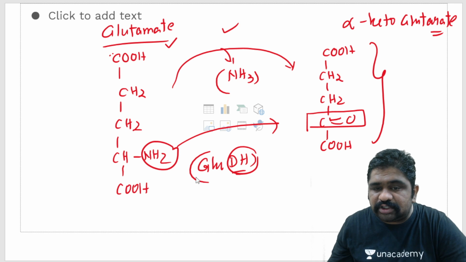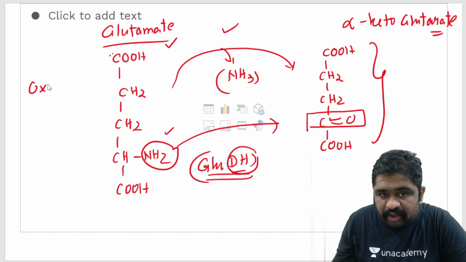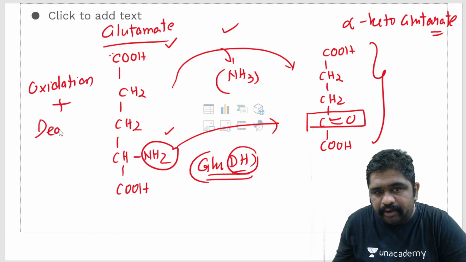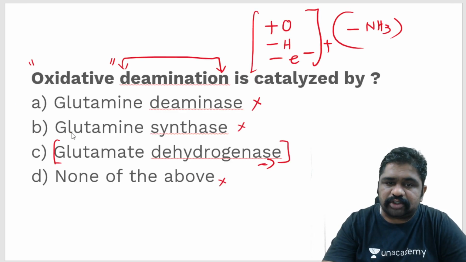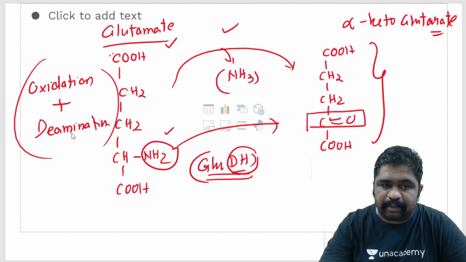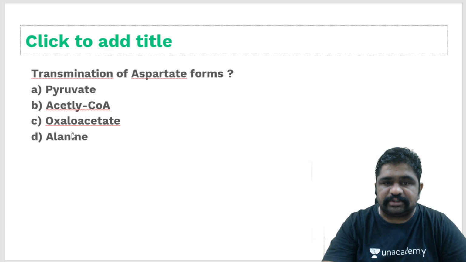So here we are focusing on glutamate dehydrogenase. Instead of decarboxylation, we have oxidation plus deamination. I hope you will be able to remember this for your exams. So remember, glutamate dehydrogenase causes oxidative deamination. Remember students, every single line I'm telling you here has been a part of your exams in the past. So make sure you revise this as many times as possible when you go for exams.